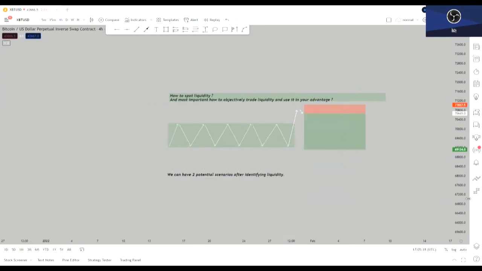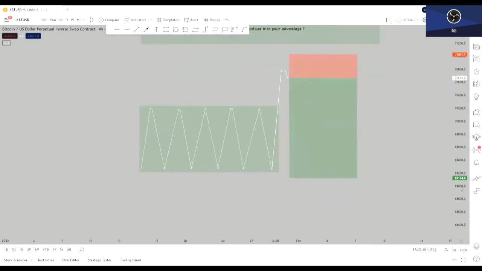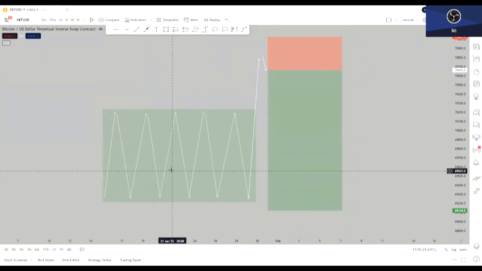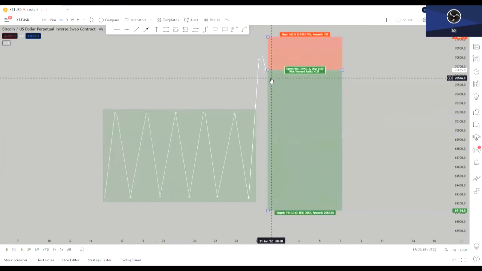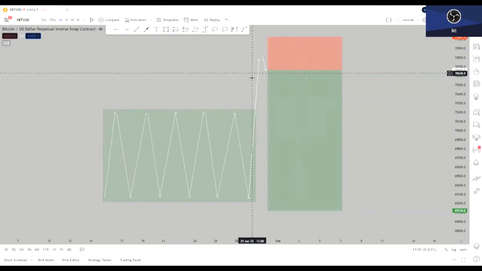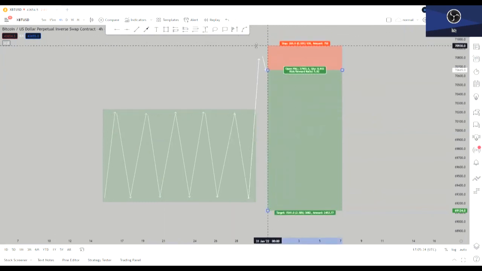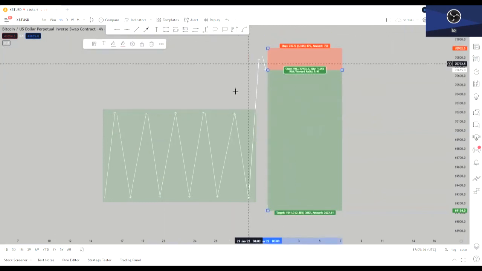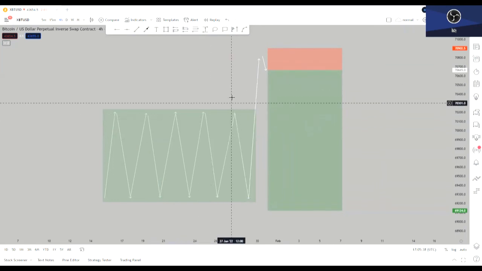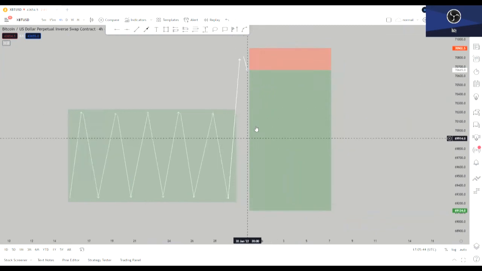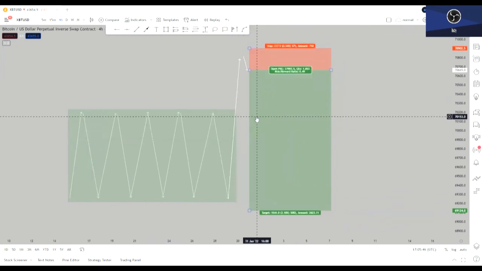So this is how you can trade liquidity and how you can spot it, but please keep it to the higher time frames first, and then go to the lower time frames once you have worked quite a lot with this concept. Once you have really understood it, traded it a few times, back tested it, and created clear rules for it, then you can go to the lower time frames.